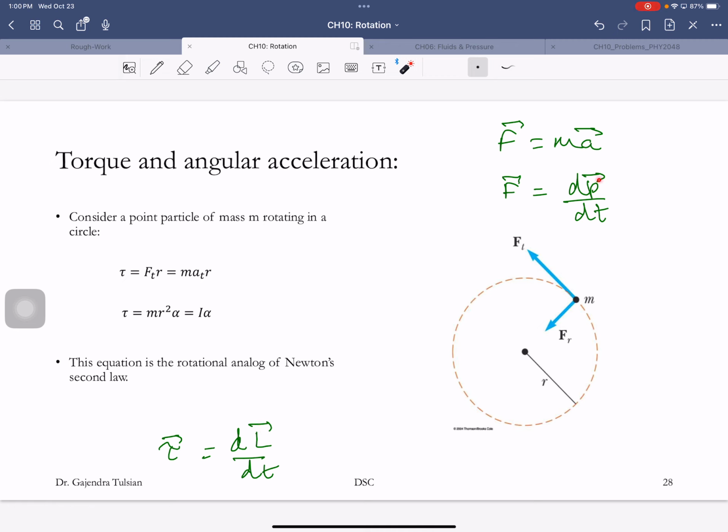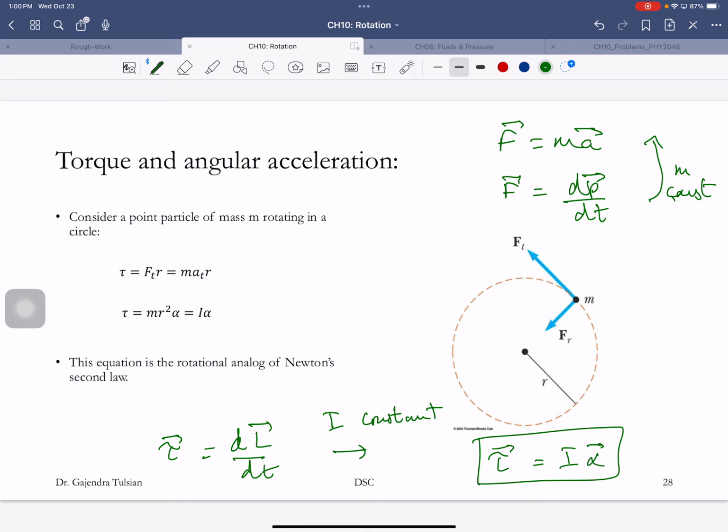Okay. And this was when mass was constant. Just like that, when I is constant, I is the parallel of mass, remember? When I is constant, then torque will be I times alpha. Okay. So this is the special case for when moment of inertia is constant.